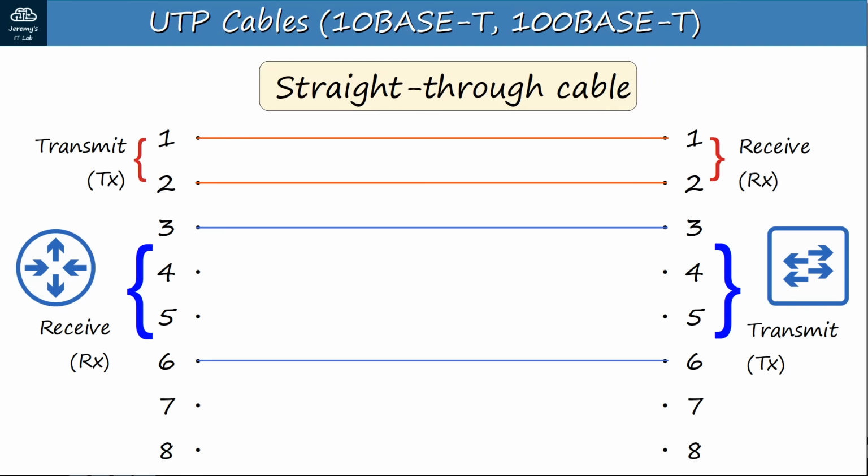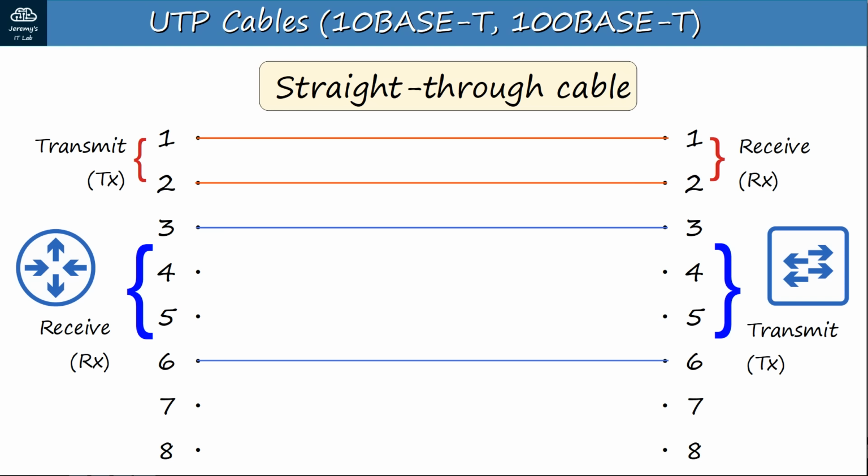Remember, a copper Ethernet cable has 2 RJ45 connectors, one on each end. This kind of a cable is called a straight-through cable because pin 1 on one end connects straight through to pin 1 on the other end. Pin 2 connects to pin 2, pin 3 connects to pin 3, etc.